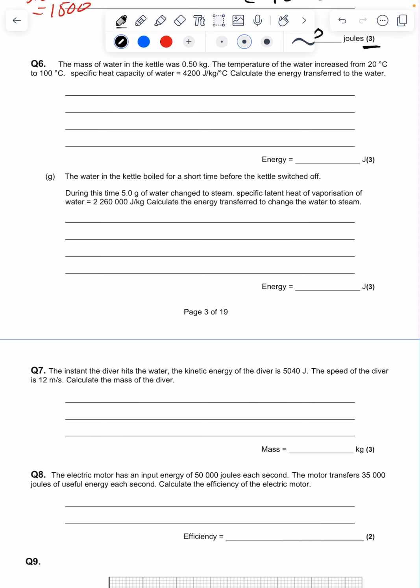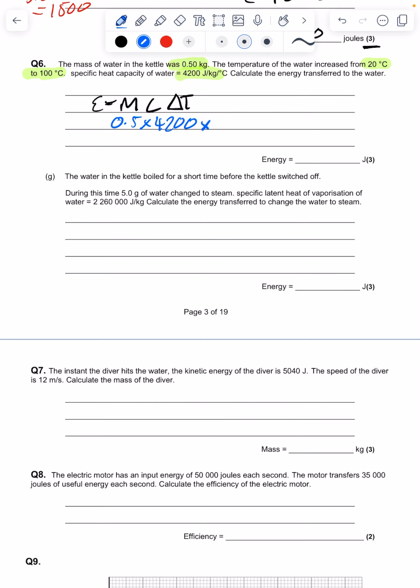So the mass of the water in the kettle was 0.5 kilograms. The temperature of the water increased from 20 to 100, and the specific heat capacity is 4,200. Calculate the energy transferred. So again, it's that specific heat capacity calculation. So when we plug it in, it's mass times the heat capacity times the temperature change. So let's see what we have. Well, we have the mass at 0.5. We times that by the heat capacity, 4,200. Water is always 4,200. It comes up quite a bit, so expect to see that.